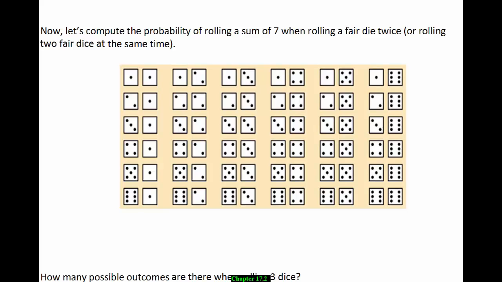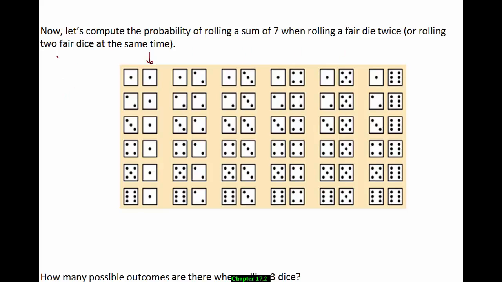First, let's talk about the total number of possible outcomes. We can see that this top row is considering when the first die is a 1, and then it goes through the options for what the second die could be. So when the first die is a 1, the second die could be a 1, a 2, a 3, a 4, a 5, or a 6. So it rolls through all of those possible options.